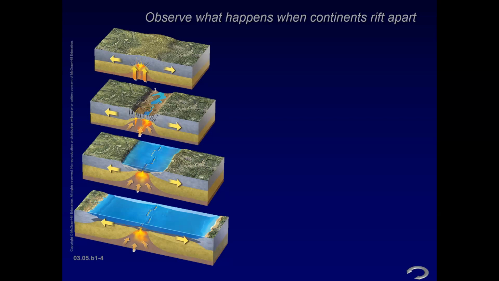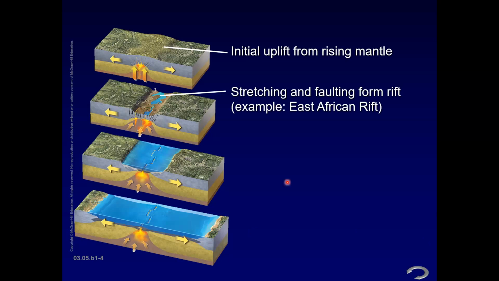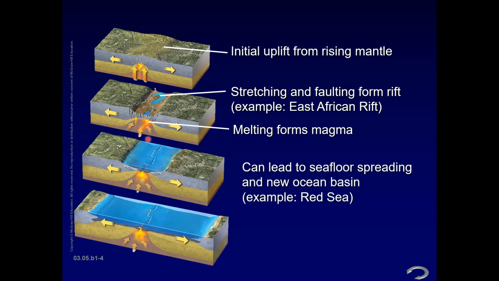What we have here is an initial uplift from the rising mantle. We get stretching and faulting in that area that forms the rift. For example, the East African rift is like this. We have melting underneath. That forms magma. I'm going to tell you about the mechanism for that in the future.